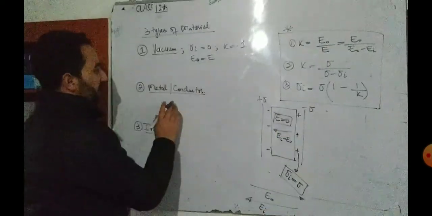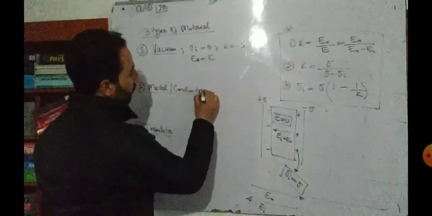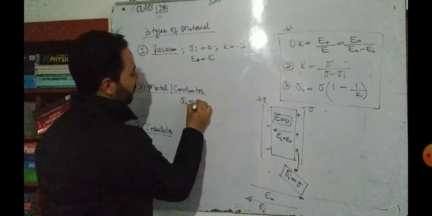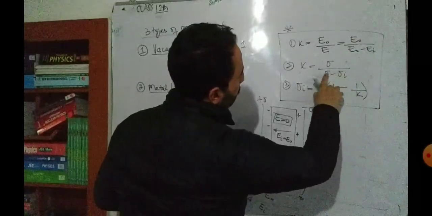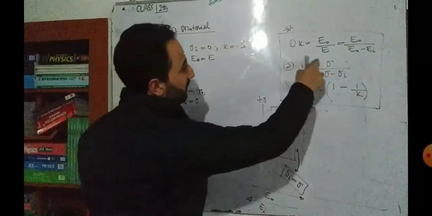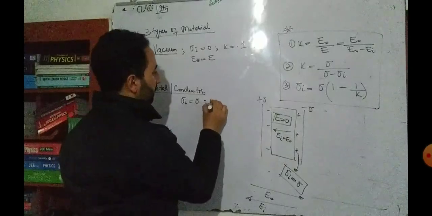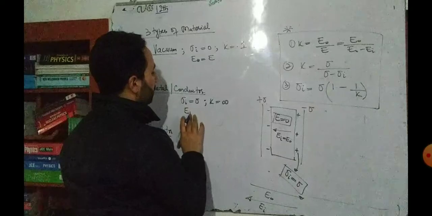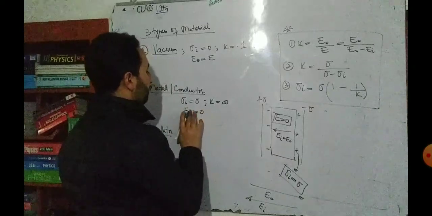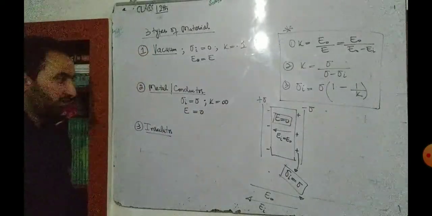So that means here I will write down, in this very case, point number 1 is this: sigma I is equal to sigma. When sigma I is equal to sigma, this term will be 0, the denominator will be 0. तो इसका मतलब कि कितना बन जाएगा? K will be equal to infinite, and when K is equal to infinite, E will also be equal to 0. E will be equal to 0 in metal or conductor.